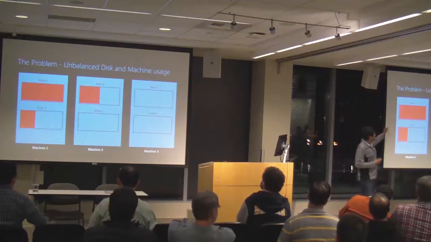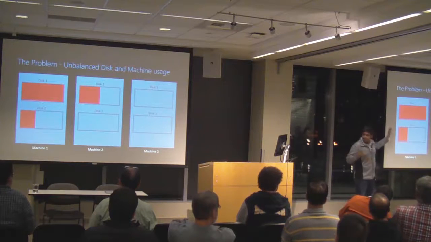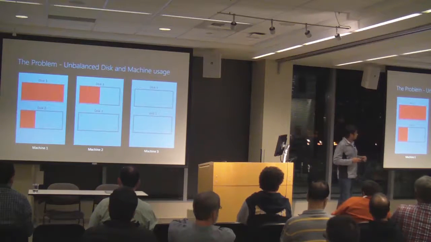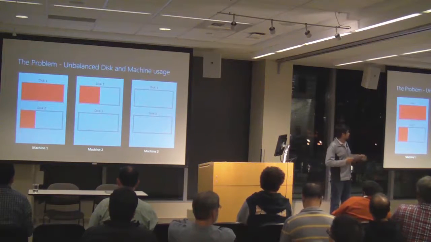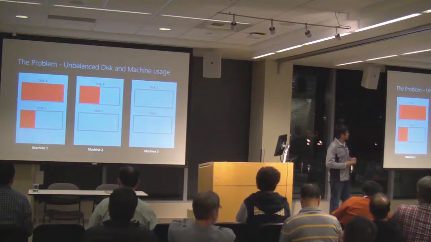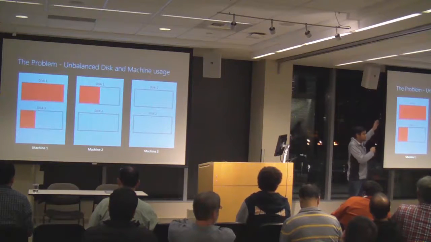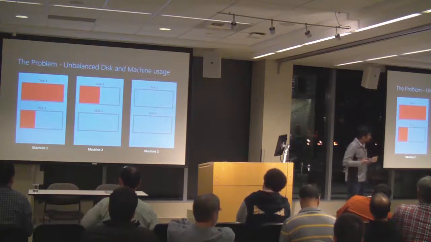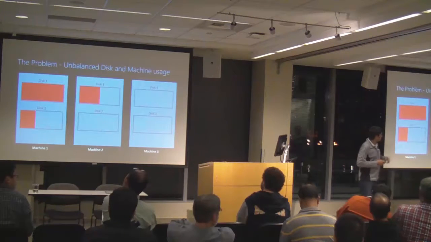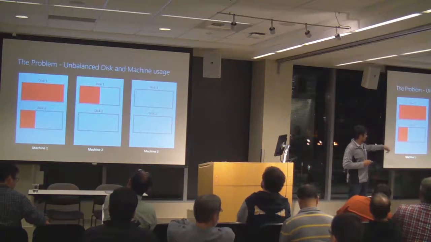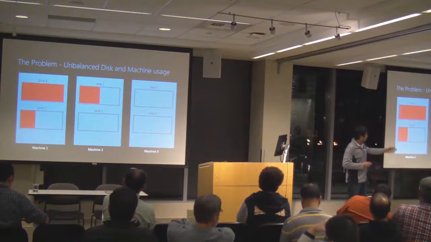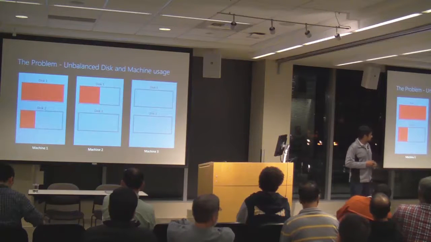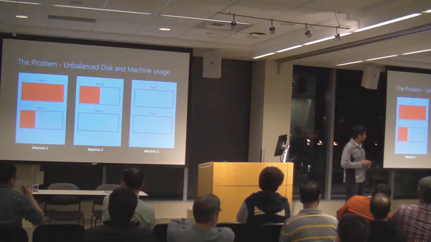In this example, you can see machine number 1. The first disk is almost fully utilized. Disk number 2 is not. And you would wish, hey, can I move some partitions from this one to this 2? That's what you would wish, and you have to do it manually. In machine number 2, disk number 2 is completely cold, and worst case, machine number 3 is completely cold in my cluster.